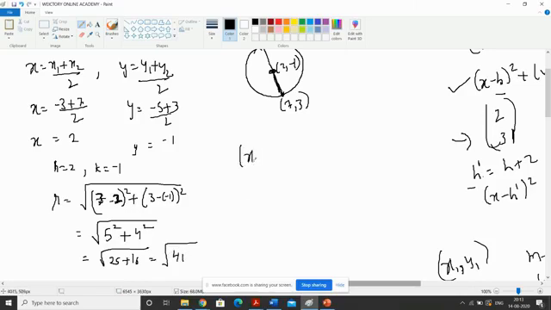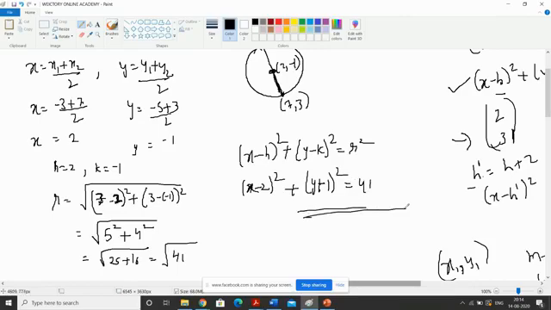Now the equation of circle is x minus h whole square plus y minus k whole square is equal to r square. So x minus 2, h is 2, so x minus 2 whole square plus y minus of minus 1, that will give you y plus 1 square is equal to r square, which is 41. So that's the answer.